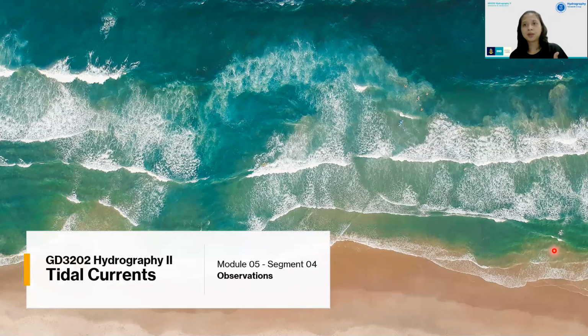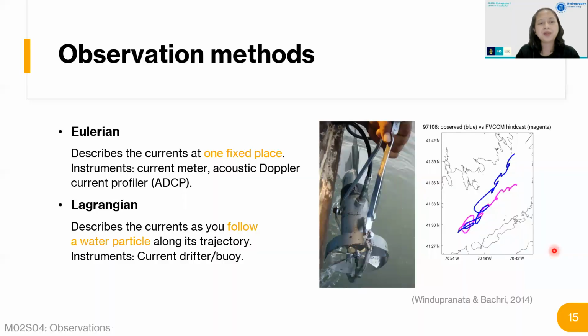Now we're going to talk about observations. Of course, this is the most interesting thing to do because we are Earth people. So observation methods, there are two. The first one is called the Eulerian, whatever the pronunciation. So basically in Eulerian, your instrument will stay at one fixed place.